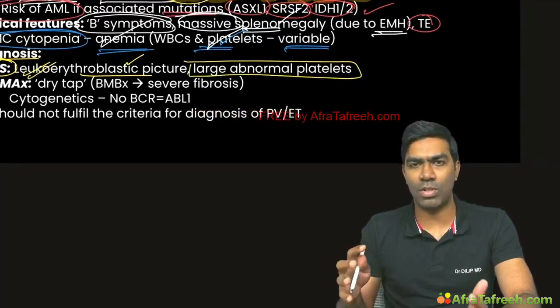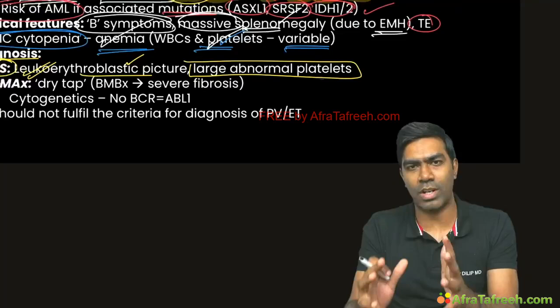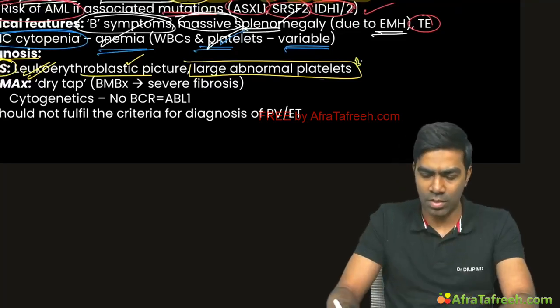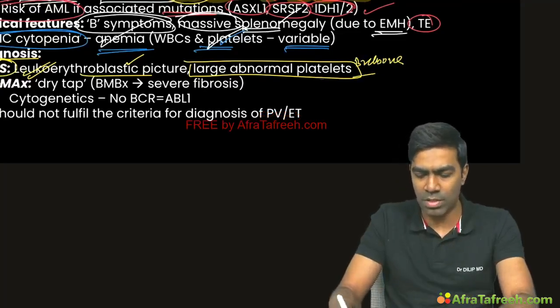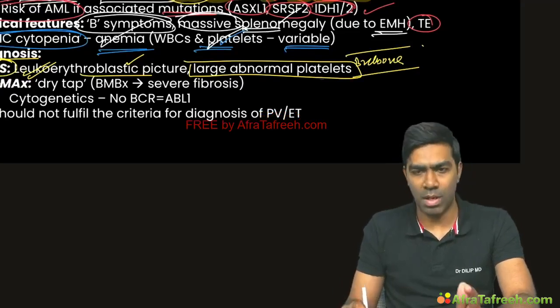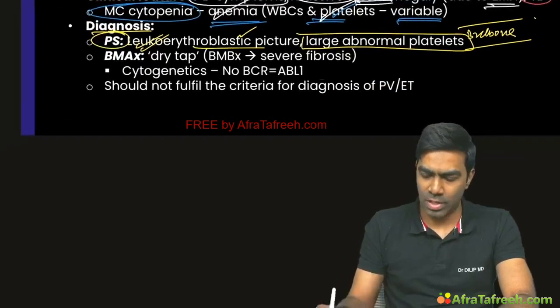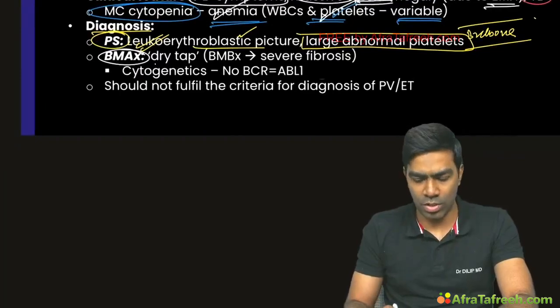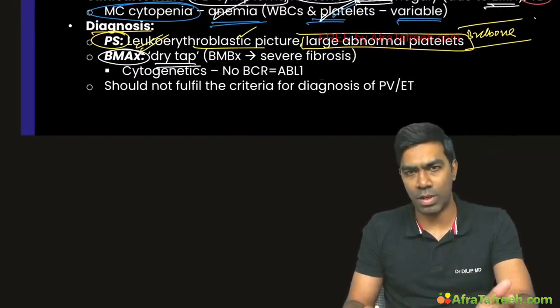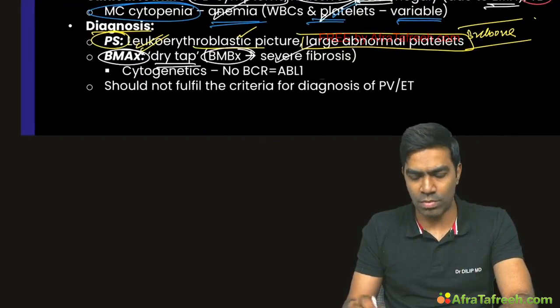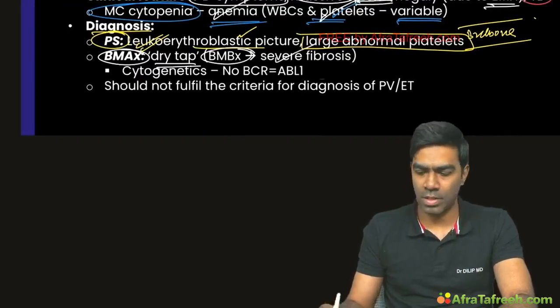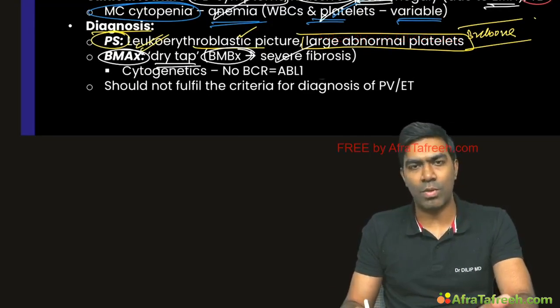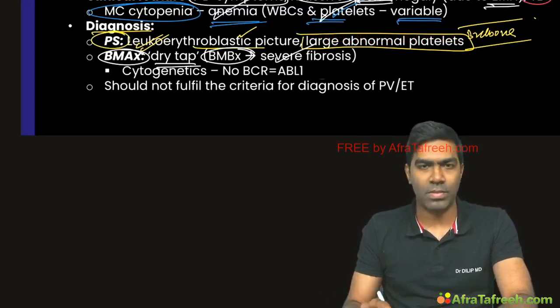Remember, in essential thrombocytosis, you tend to have a stag-horn kind of a megakaryocyte, but here you have an abnormal bulbous megakaryocyte. And in bone marrow aspiration, you're going to notice a dry tap because of extensive bone marrow fibrosis. In that case, you have to proceed with bone marrow biopsy. So, in fact, one of the important indications of bone marrow biopsy is a dry tap.